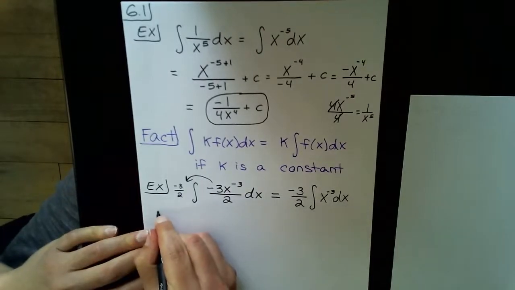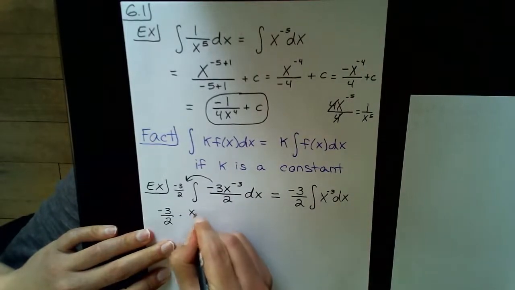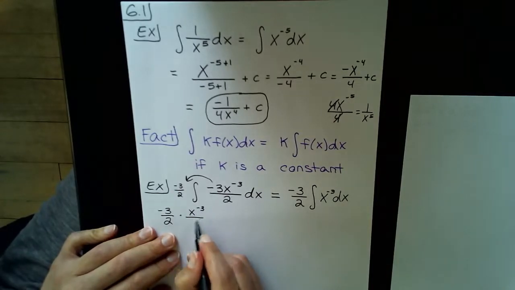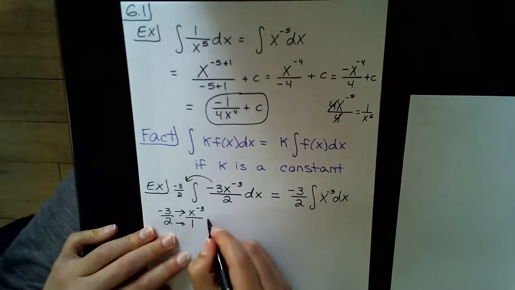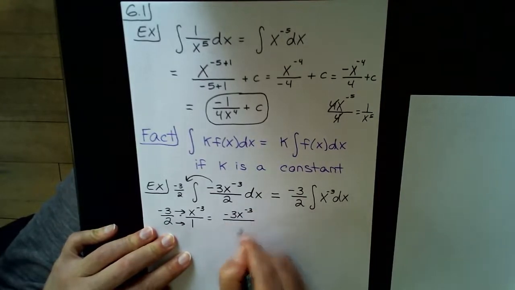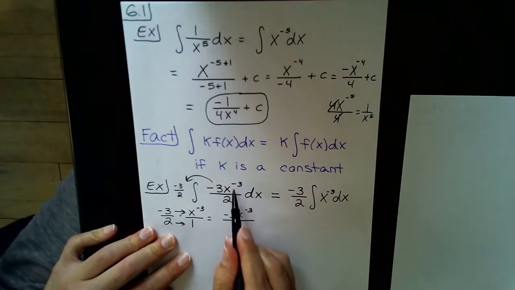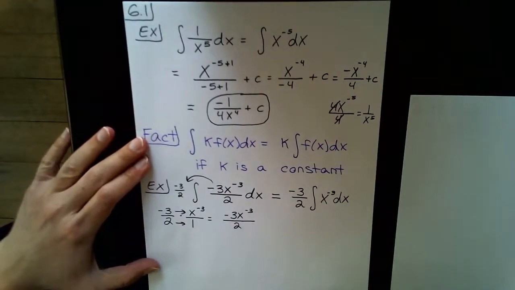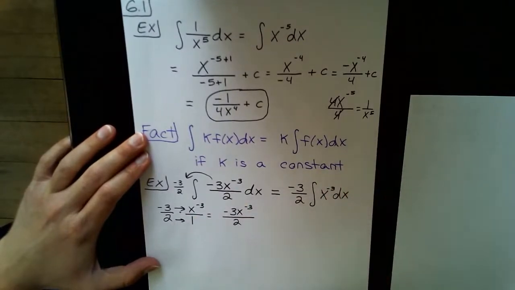We could quickly show that over here, just to be safe. Negative 3 over 2 times x to the negative third. Well, we'll put this x to the negative third over 1 and multiply straight across, which gives us negative 3x to the negative third over 2 times 1, which is 2. And indeed, that does bring us right back to the original problem. So always check along the way if you're unsure whether you made a correct constant pullout of these problems.